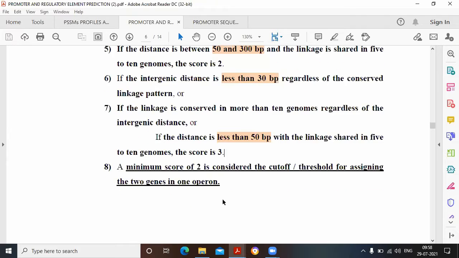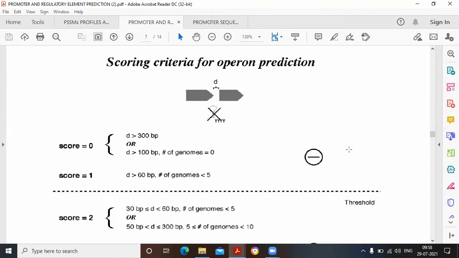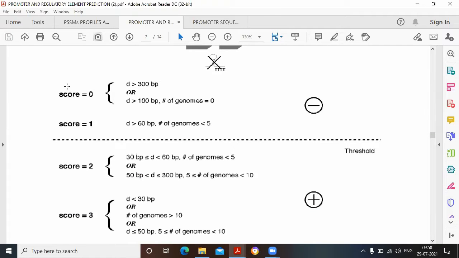And the last scoring pattern they have mentioned: a minimum score of 2 is the cutoff, or the threshold, for assigning two genes to one operon. So if both genes are present in a single operon, in such cases they have considered the score should be 2. If we look at this particular picture, it will be much clearer. The scoring pattern we are getting is less than 2. 2 is the threshold score. So whoever is crossing the threshold score is considered, and whoever is not able to cross the threshold score is not going to be considered.